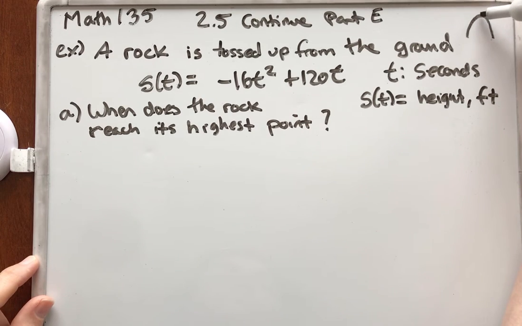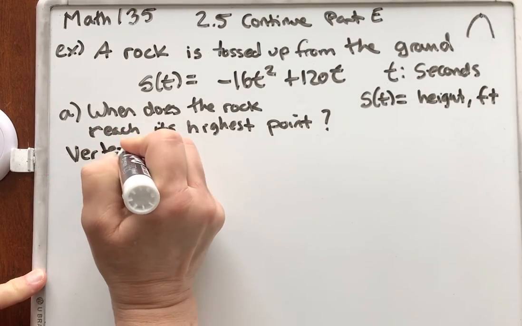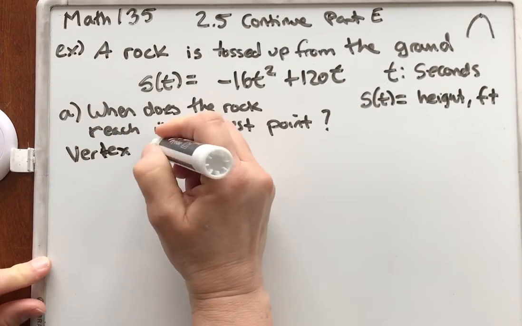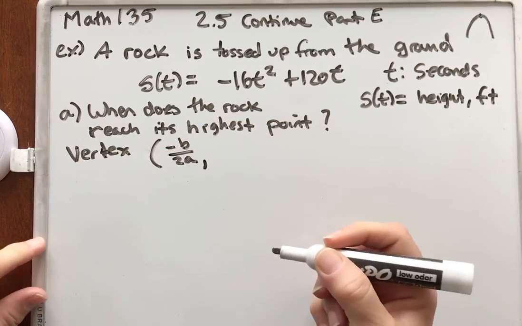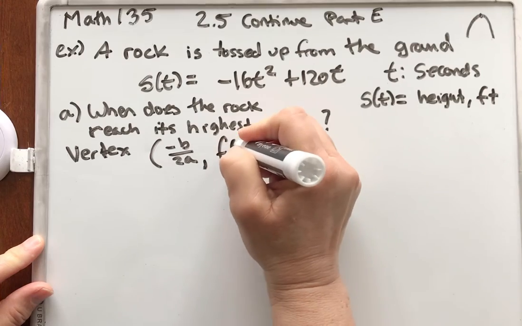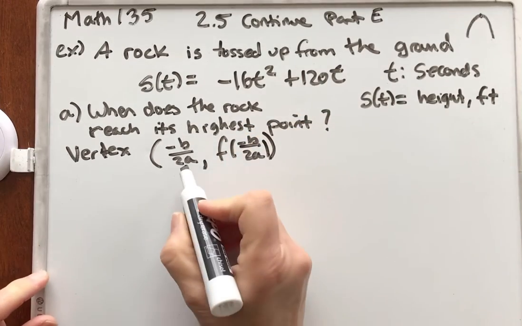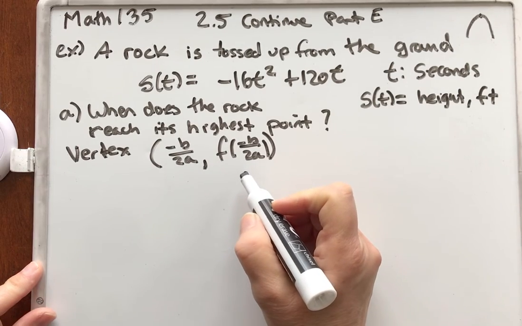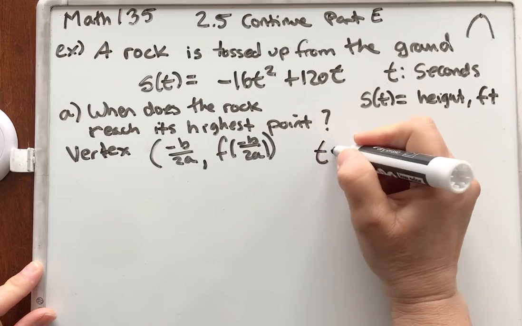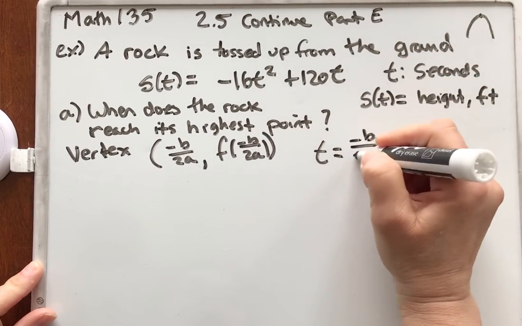Well, notice the highest point is here at the vertex, okay? And if I recall, to find the vertex, we would have opposite of b over 2a would be our input value, and f of opposite of b over 2a would be our output value. Our input value is the when, and our output value is the height. So what we're looking for is t, because we're in t's right here, equals opposite b over 2a.